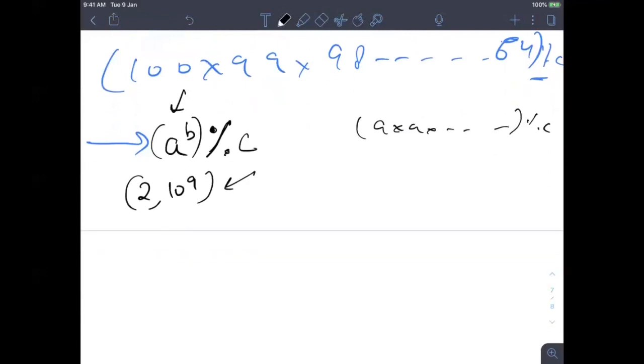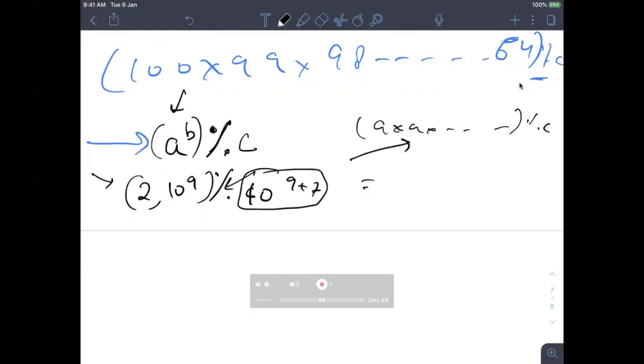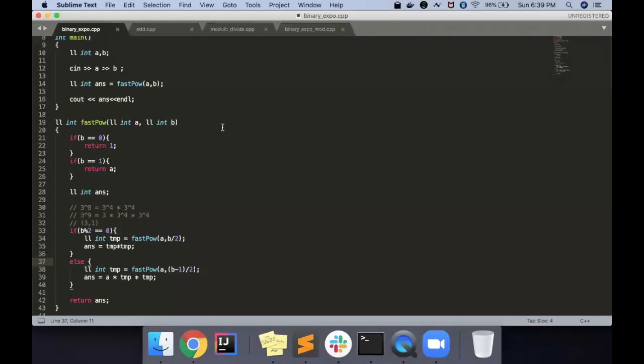A person will never ask you to calculate this directly, but he can definitely give you 10 to the 9 plus 7 and ask you to print the result. Now your linear solution will fail. You will come back to our binary exponentiation solution, but with the mod over here you need not worry. You just have to add mod, because mod is commutative.